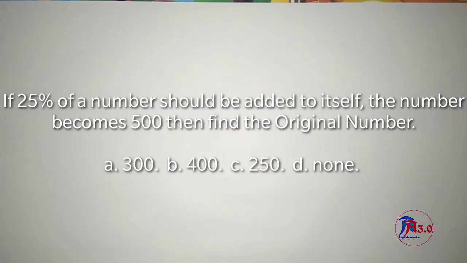The first simplest and easiest question I have taken today, it is from 8th standard or 9th standard. So the question is, if 25% of a number should be added to itself, the number becomes 500, then find the original number. I am repeating the question. If 25 percentage of a number should be added to itself, the number becomes 500. Then find the original number.